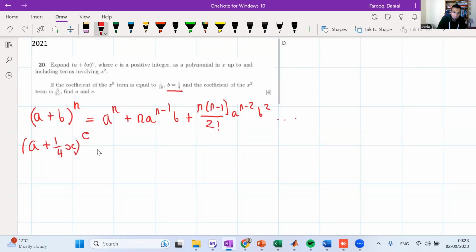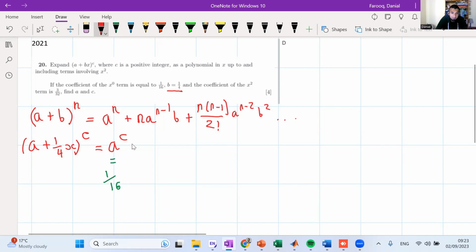So clearly the first term will just be a to the power of c, and a to the power of c equals 1/16. Okay, so that's one equation that we have. a^c equals, I'll write that as a normal equal sign, so that will equal 1/16.